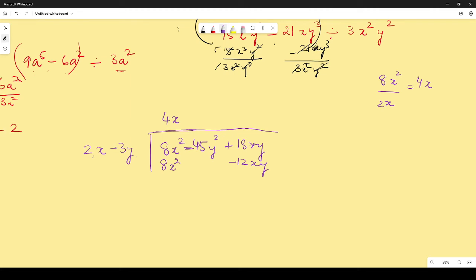So -3y into +4x will give you -12xy. तो इस लाइन में जो भी लिखा जाता है, वो exactly what signs you get, you write in these lines. So 2x प्लस था, 4x प्लस था, दोनों को जब हमने मल्टीप्लाई किया तो हमको +8x स्क्वायर मिला. तो यहाँ पर इसीलिए हमने प्लस लिखा है.